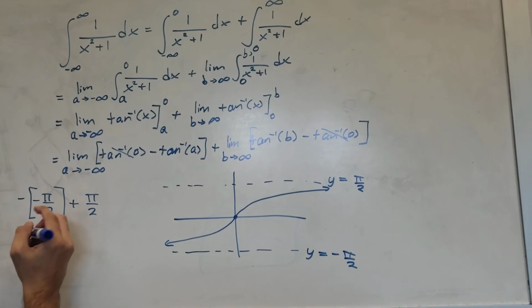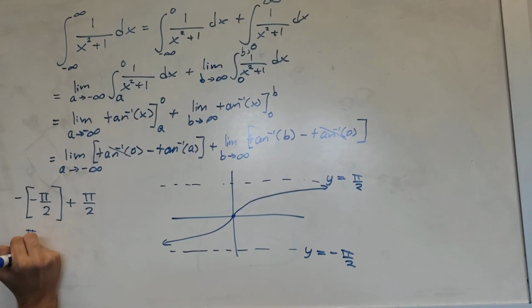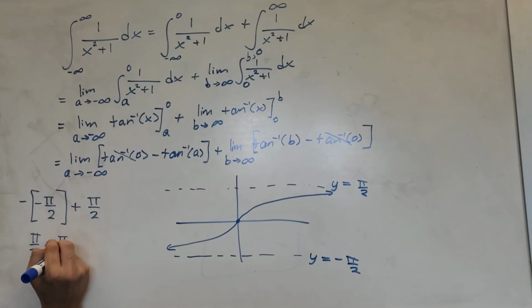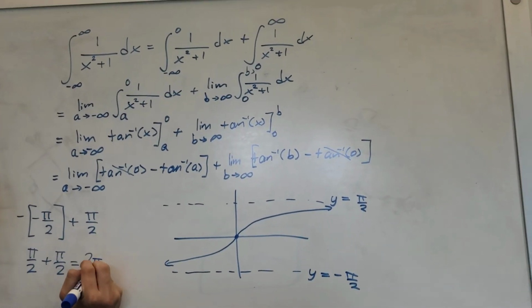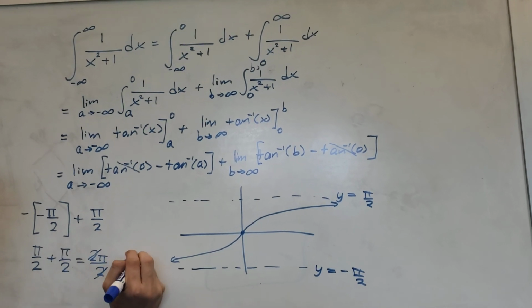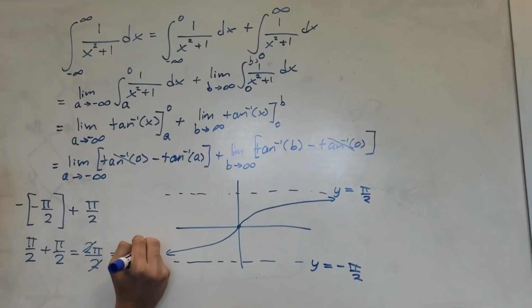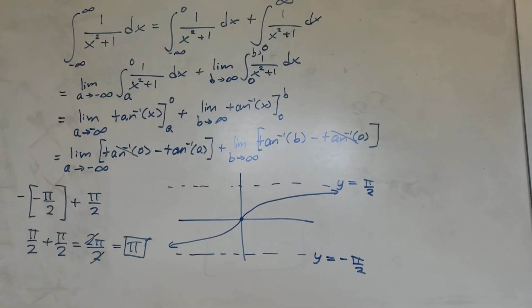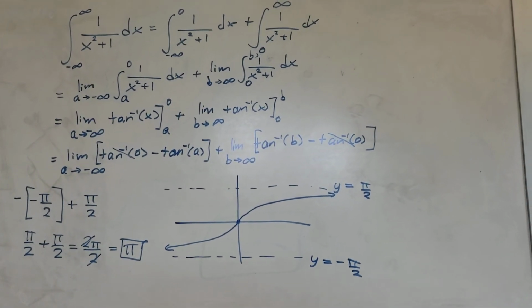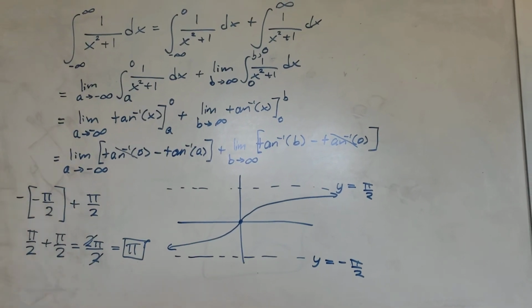So now we end up having pi over 2 plus pi over 2. And obviously that's going to be 2 pi over 2, and obviously the 2s cancel out, so now it's just left with pi. So this improper integral, first of all, it converges, and it converges to this answer over here, which is pi over 2. I'm sorry, it converges to pi. And we're done.